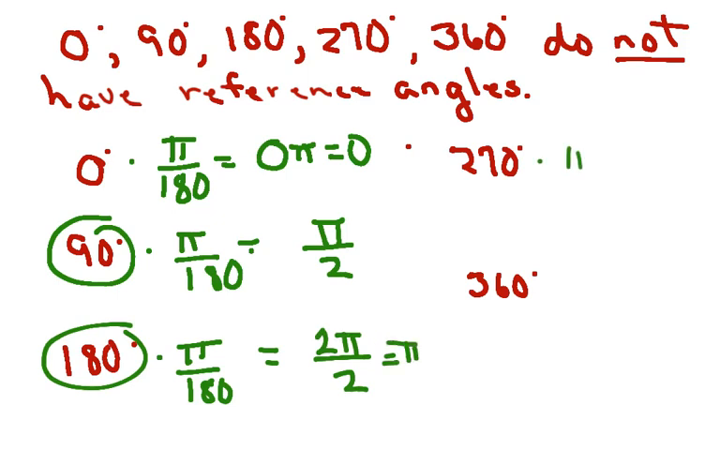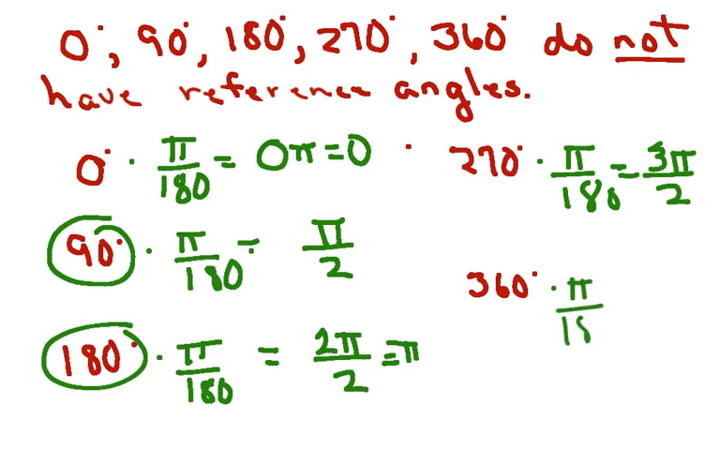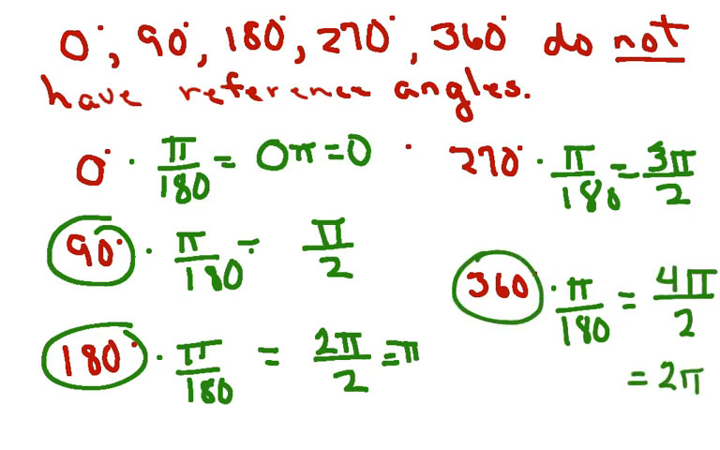Multiplied by pi over 180. We already know the denominator is going to be 2. How many 90 degree angles are in 270? That would be 3. Multiply 360 by pi over 180. How many 90 degree angles are in 180? That would be 2. How many 90 degree angles are in 360? That would be 4. So we're left with 2 pi when we reduce this. You reduce this, you get that. And that's how easy it is.